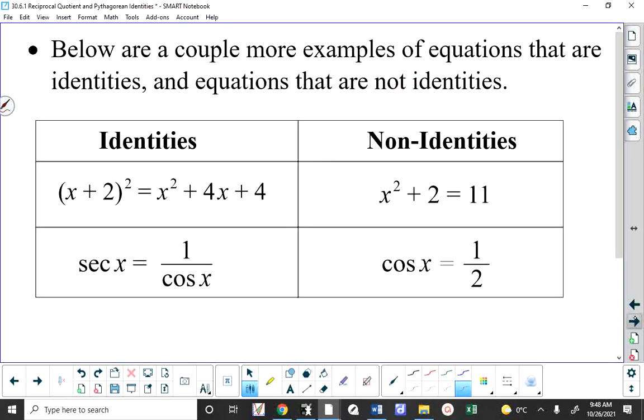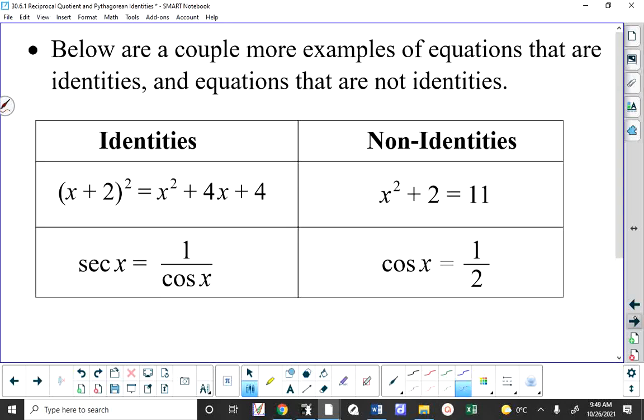All right, so we are going to look at, well, here are some other identities. Is secant of x always equal to 1 over cos x? Yeah, because that's a definition. Is this always equal to x squared plus 4x plus 4? Well, yeah, because if you expand x plus 2 times x plus 2, that's what you get.